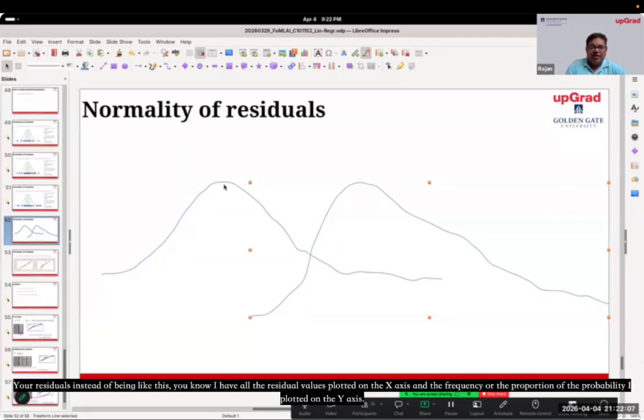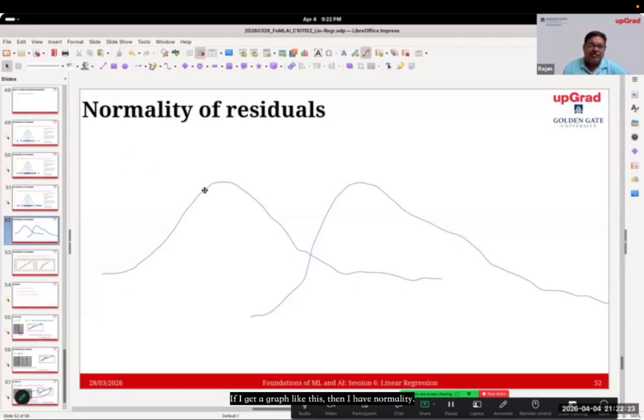Your residuals, I have all the residual values plotted on the x-axis and the frequency, or the proportion of the probability, I plot on the y-axis. So I get a graph like this. If I get a graph like this, then I have normality. If I get a graph like this on the right hand side, this is not normal. This is more like what is called a skewed normal. So that is what the QQ plot is telling you in this case.